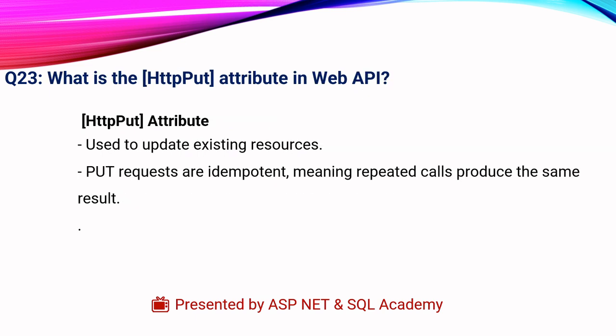The HttpPut attribute is used to update an existing resource on the server. PUT requests are idempotent, meaning if you send the same request multiple times, the result remains the same.